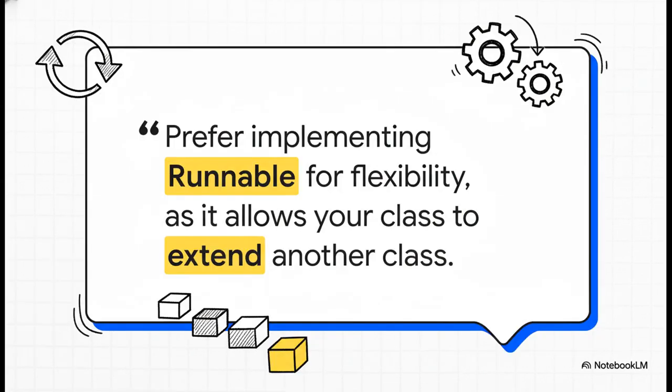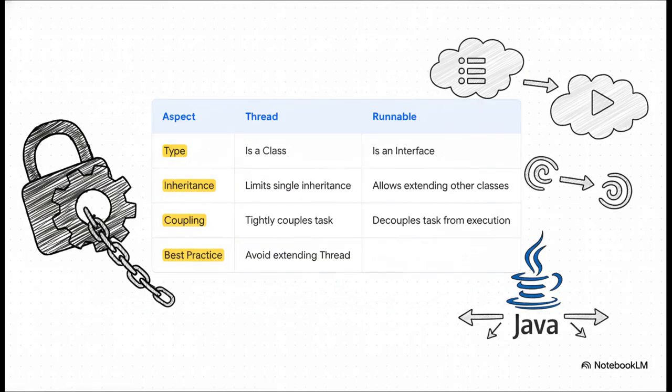And that is just a perfect, concise answer. The developer doesn't just define them, they immediately state the best practice and explain the why. That right there, that shows real-world experience. What's really interesting here, if you look at the table, is that concept of coupling. Decoupling the task, the what you want to do, from the execution, the how you run it, that is a fundamental principle of good software design. Interviewers love to see that you get that.